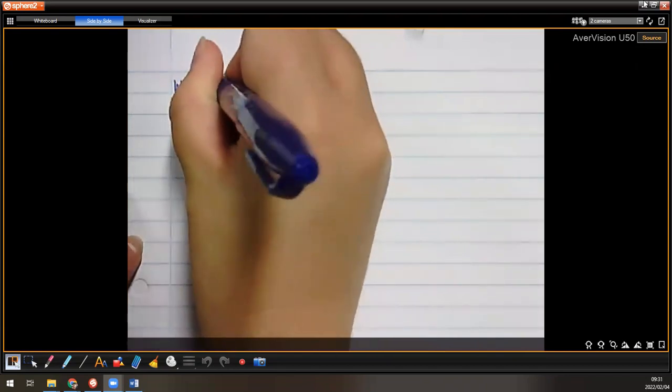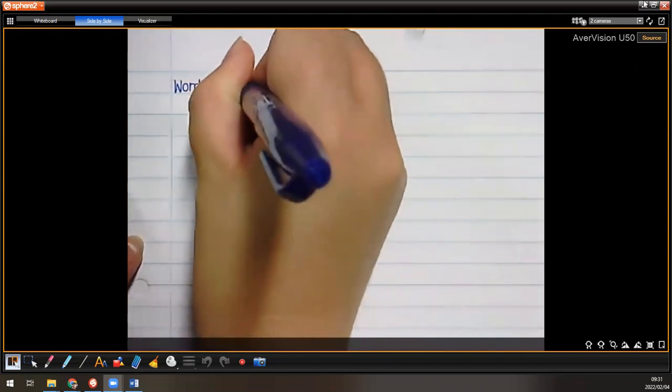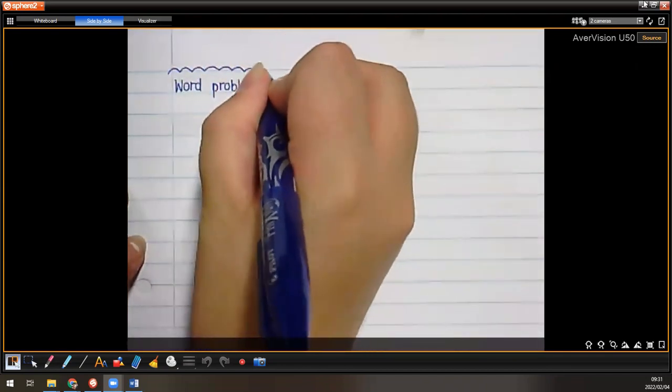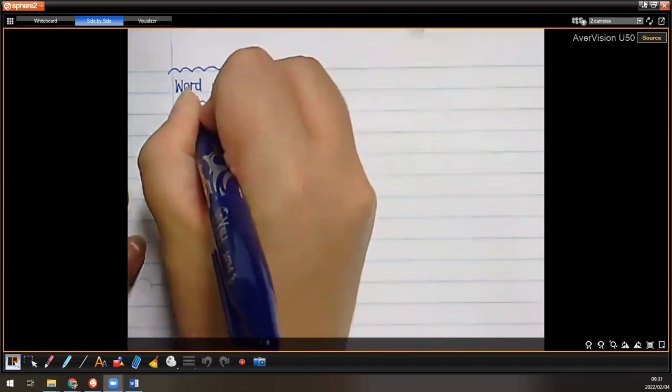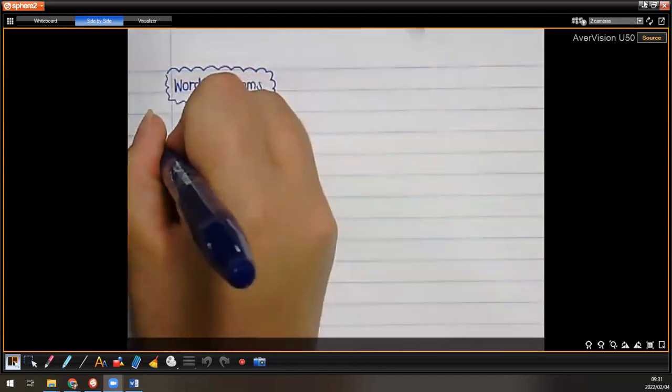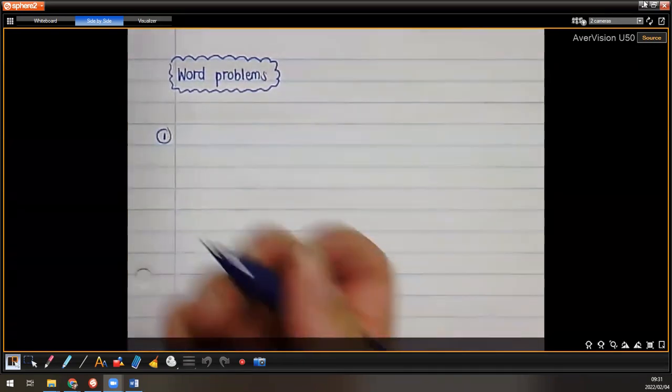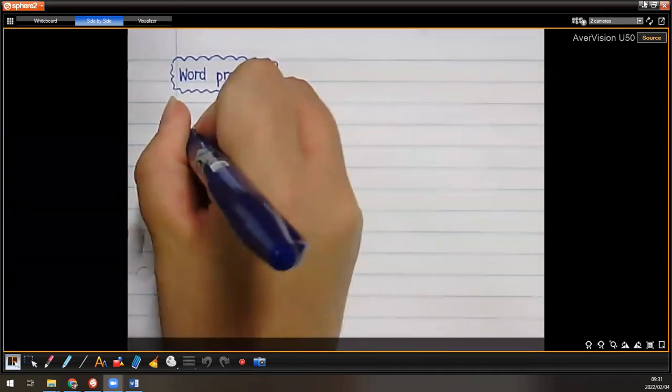Okay, word problems. All right, the first example, I'm actually just going to write it down. It's quite a short one. You don't have to write it down. It is there on that page.